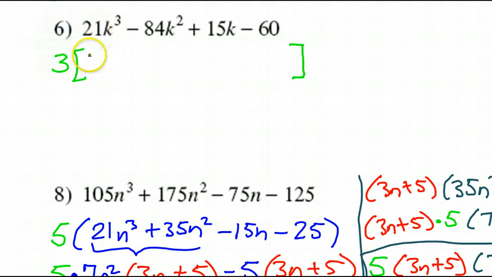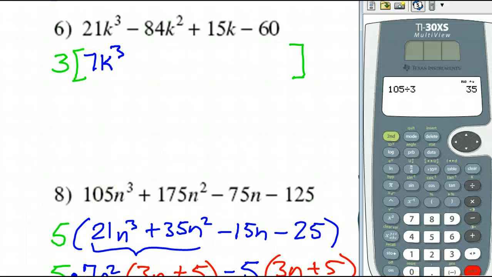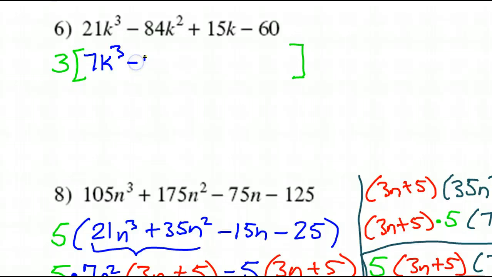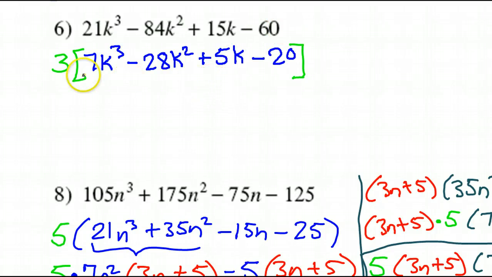Okay, so let's do that now. If I divide all these things by 3, this is going to be 7k to the third power. Let's see, 84 divided by 3. Let me just check that out. 84 divided by 3 is 28. So this will be minus 28k squared, and this will be plus 5k, and this will be minus 20. I just divided all 4 of these numbers by 3. And there you go. Now let's concentrate on the blue part and do the things that we usually do.